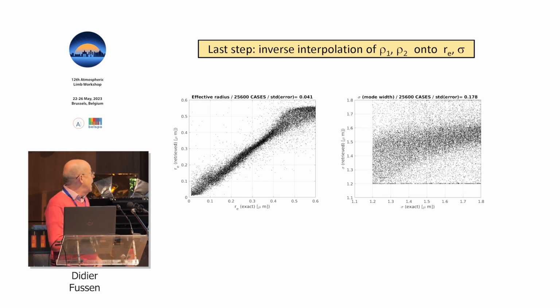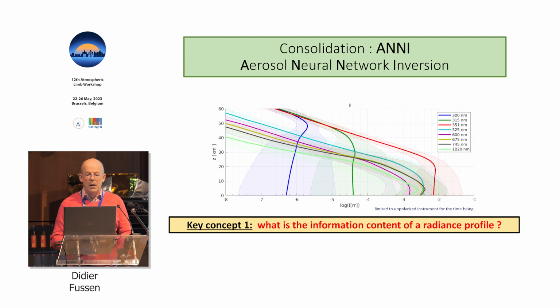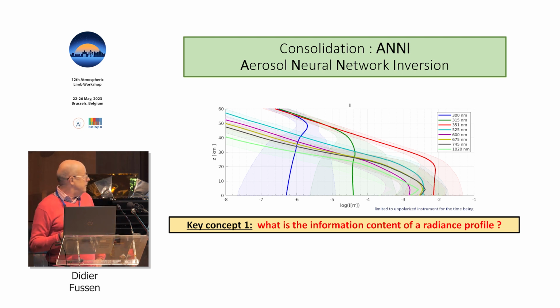the sigma. And this was the result: of course, we know in the BTS the true effective radius we put, and this is the retrieved one by the method, and certainly a valid regression here, not perfect. And for sigma, a little bit disappointing because you see a regression, but it's not very accurate. So now we have an improvement of this method, which is called ANI, Aerosol Neural Network Inversion.